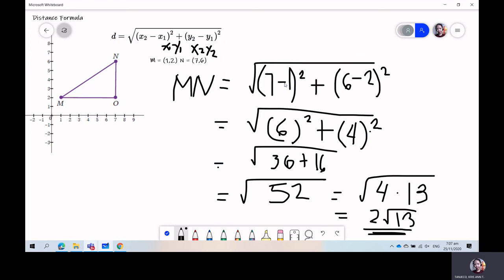Afterwards, we're going to apply the distance formula. 7 minus 1 plus 6 minus 2. And then we solve. Afterwards, we find the square root of 52 and we simplify. Remember, whenever you are working with radicals, we need to simplify it in such a way that the final answer must be in radical form. So we need to factor out 52. So it is 4 times 13. And the square root of 4 here will be 2. And the final answer will be 2 square root of 13.